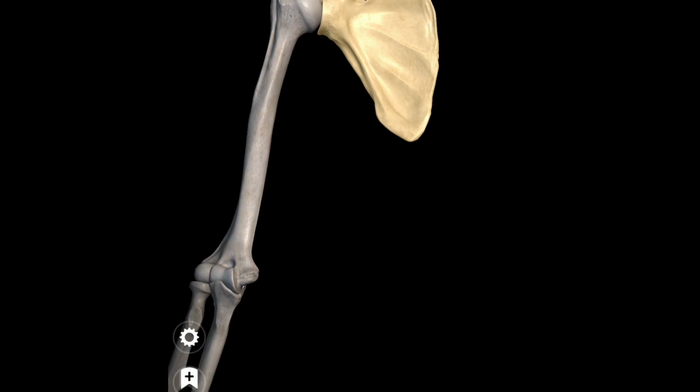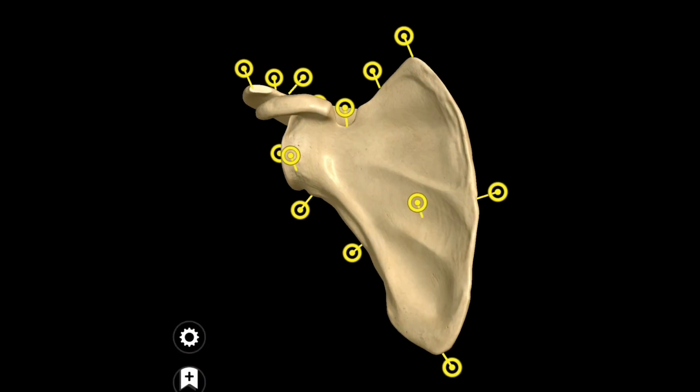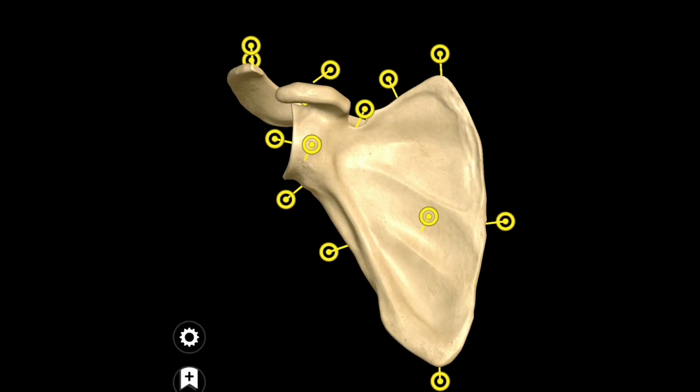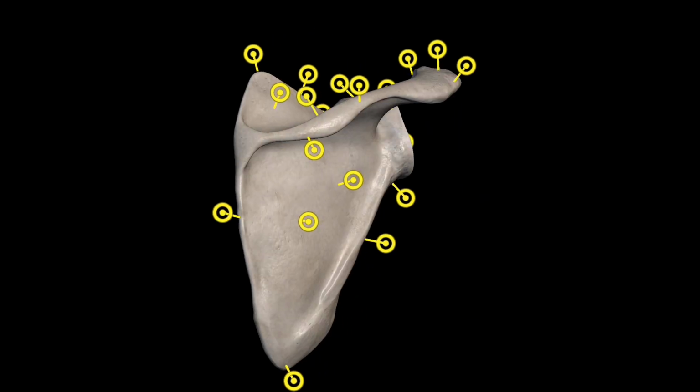Okay, so this is the scapula. On the anterior side of the scapula you can see this is the subscapular fossa. On the posterior view, if you see the posterior view, first of all you have the posterior surface of the scapula.